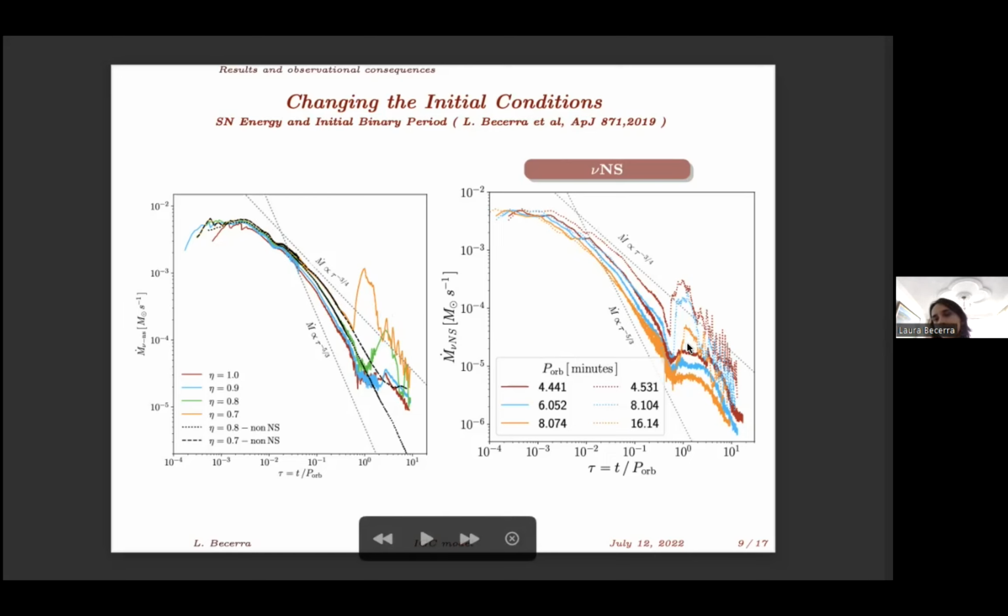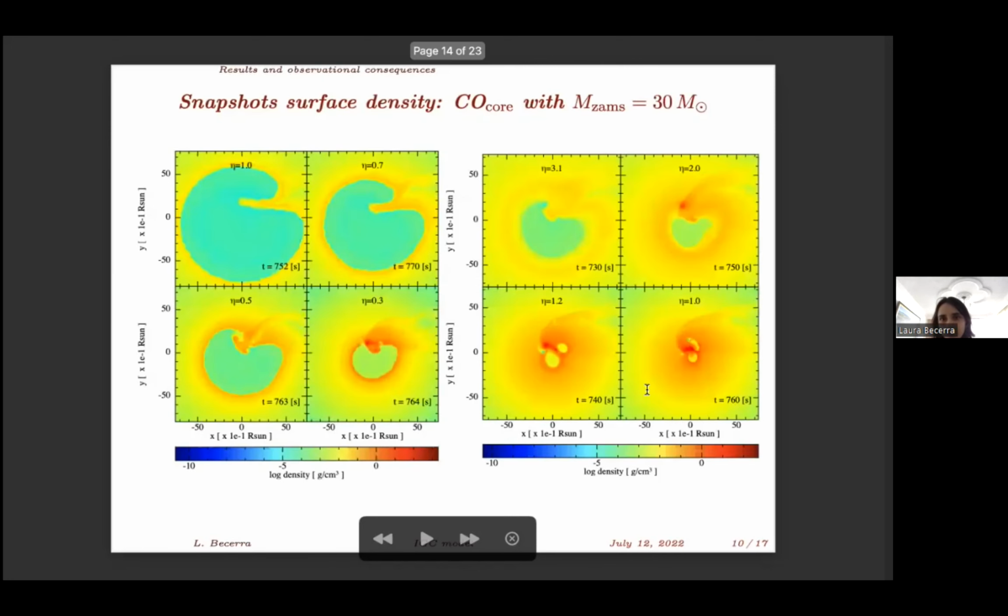And we see the same effect in the last case with the changes in orbital period. We just see that initially we have the fallback accretion that is almost independent of the initial condition of the system. But we see that the accretion, or this late bump, decreases with the increase of the orbital period.